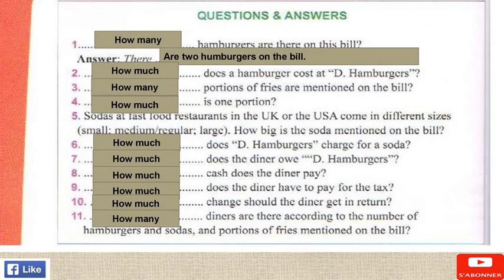السؤال الثاني. How much does a hamburger cost? How much? Because it's about price. How many portions? Portions is countable. So how many? How much is 1 portion? It's about price. So how much? 6. How much does the hamburger place charge for a soda? Price, same thing. How much does the diner pay the hamburger place? It's about a price. How much cash does the diner pay? How much does the diner have to pay for tax? How much change should the diner get in return?